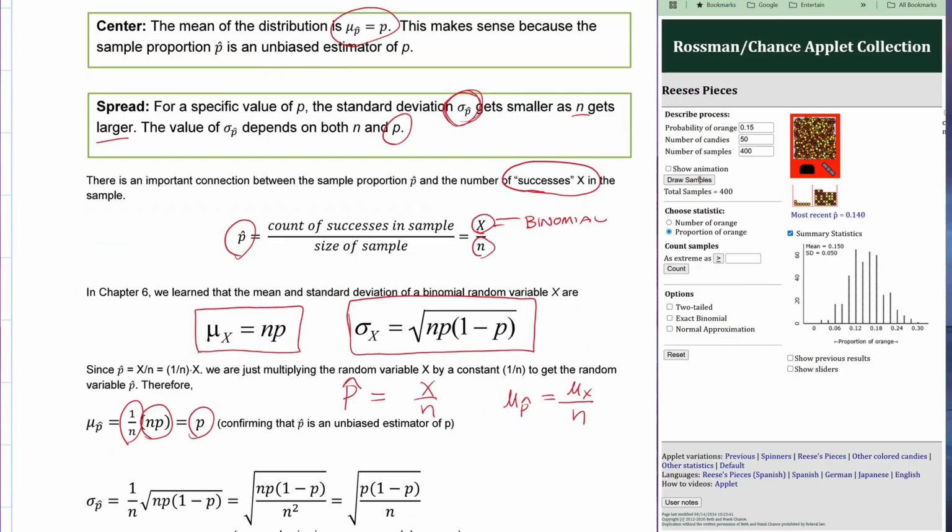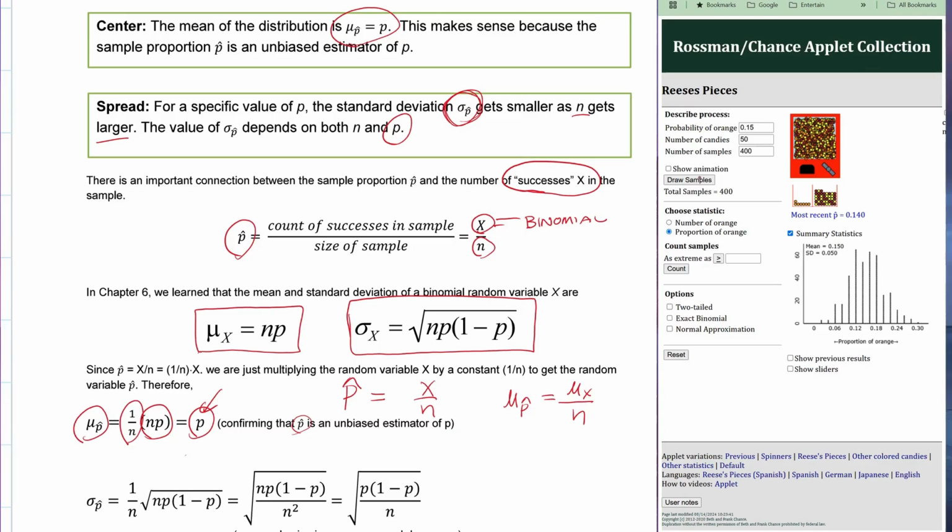Oh, that's good news. We now have proof that the mean of the sampling distribution of p hat is the same as the population proportion itself, confirming that p hat is an unbiased estimator of p. Remember that definition of unbiased estimator? That the mean of the sampling distribution of p hat is equal to the parameter, the population proportion, that we would be trying to estimate.